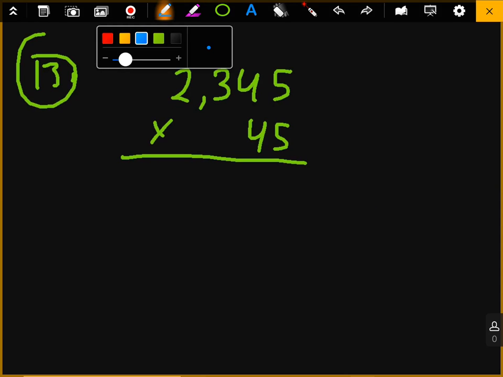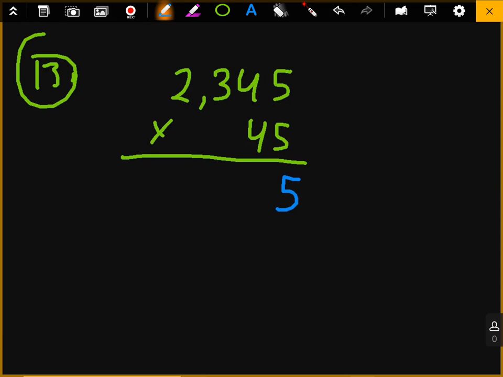So 5 times 5 is 25. The 5 goes here, the 2 goes up here, because that's in the tens place. You got to carry that over. 5 times 4 is 20, plus 2 is 22. So the 2 that's in the ones place goes here. The 2 that was in the tens place goes up here. And then 5 times 2 is 10. Oh, sorry, 5 times 3.